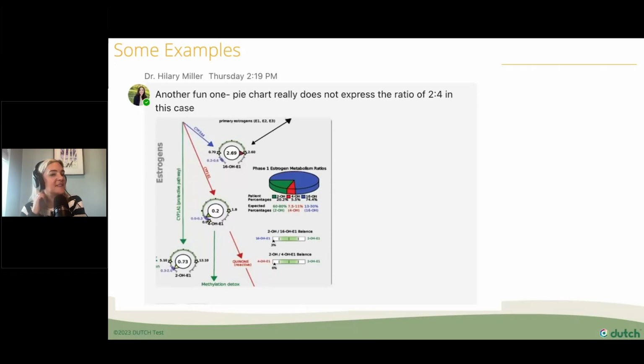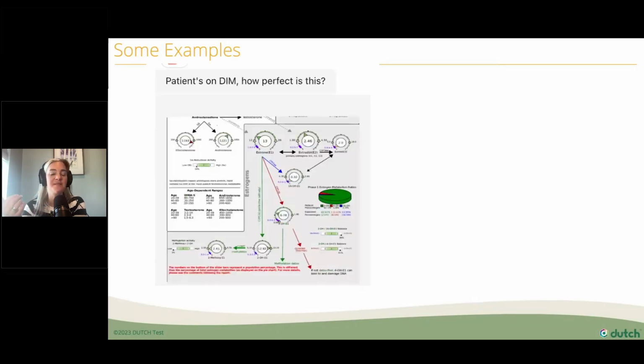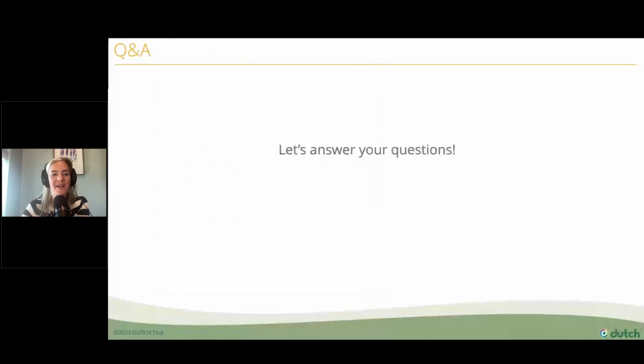This is just another fun example. This is one that you can see the team's chat when these came out. They were so excited about it. This is a sample where the patient was on DIM, and you can see how well the DIM worked to kind of push to that 2-OH preference here. So really exciting the way that these additional ratios can make it so easy for you to evaluate that phase 1 estrogen metabolism. So now I want to go ahead and dive into your questions.